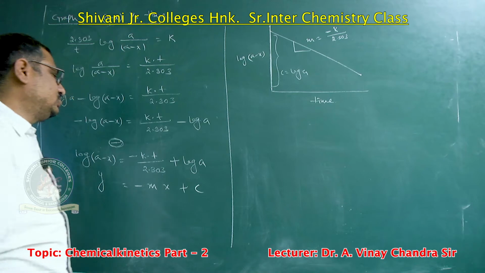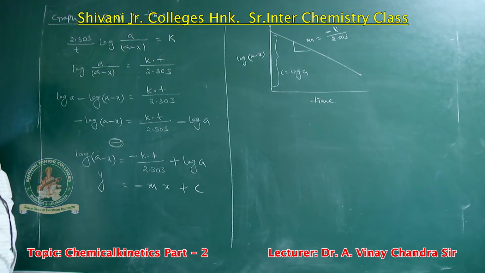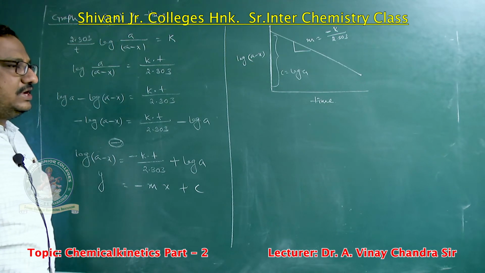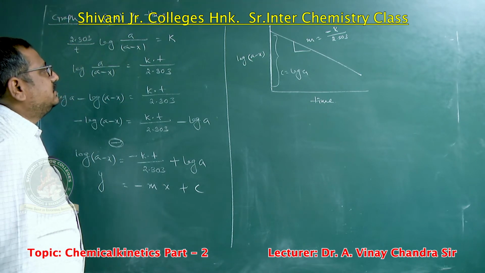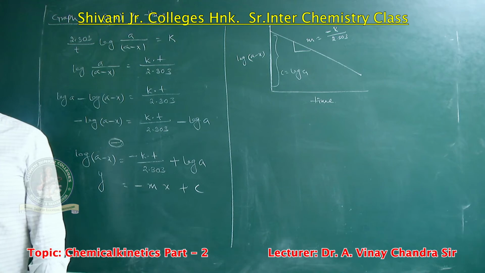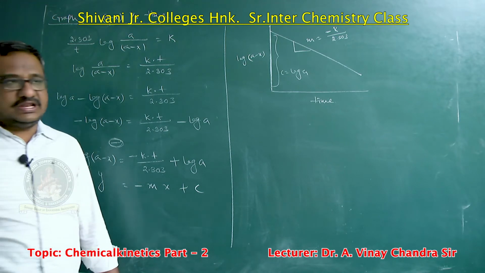This graph belongs to the first order rate equation. What type of slope are we getting? The log (a minus x) versus time graph has a negative slope. The second graph is log a by (a minus x) versus time.